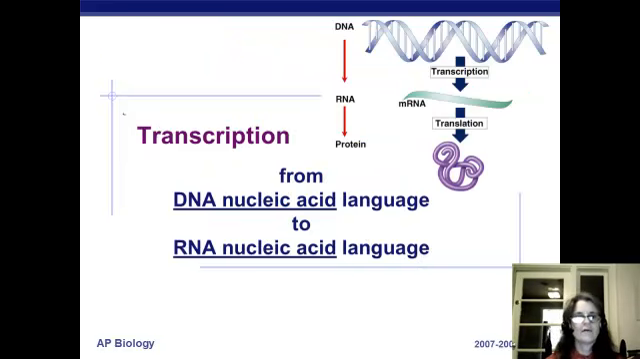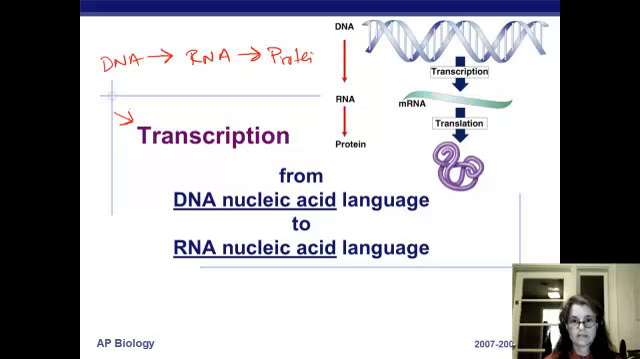All right, now what we need to do is understand the first part of the central dogma. So we need to understand, if DNA gives us RNA, which then gives us proteins, what we're going to do is understand this process here, which is transcription. Okay? Now, we are going from DNA language to RNA language.